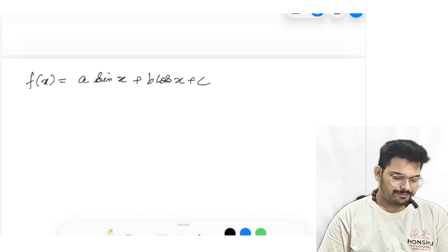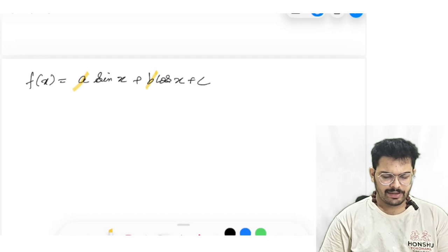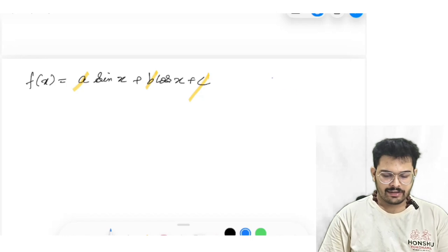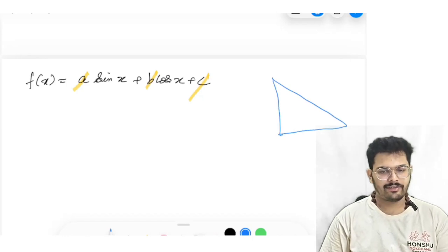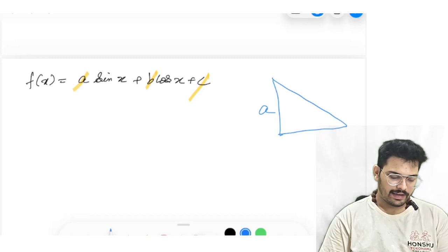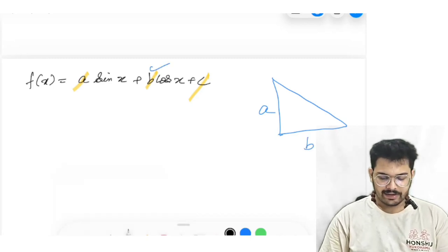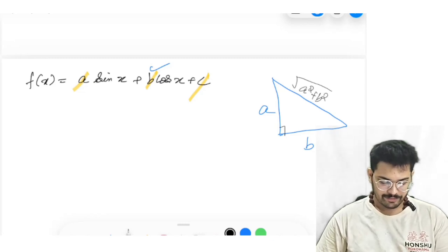result. Now, f of x is of the form f of x equal to a sin x plus b cos x plus c. Now I will be constructing a right angle triangle, such that this triangle will have one of the sides, you can take either base or height, whatever it is, as A, and the other side as B. Since this is a right angle triangle, I can calculate the value of hypotenuse as root of A square plus B square.